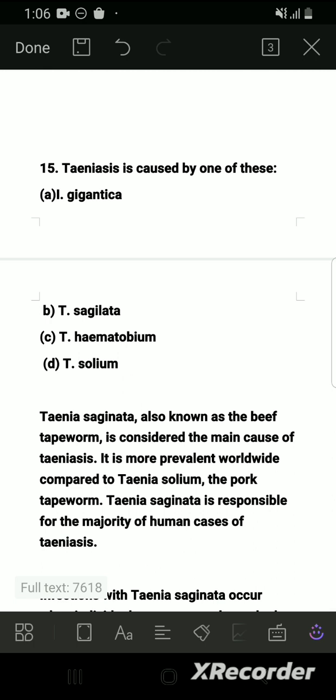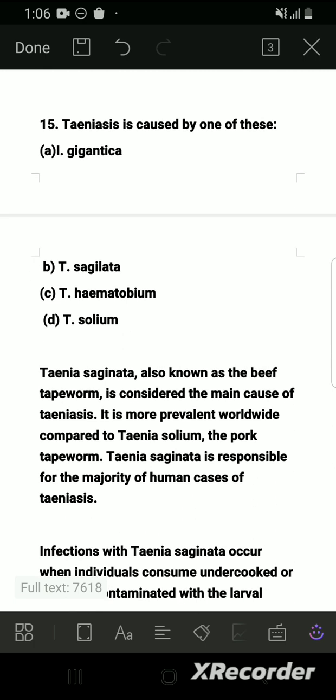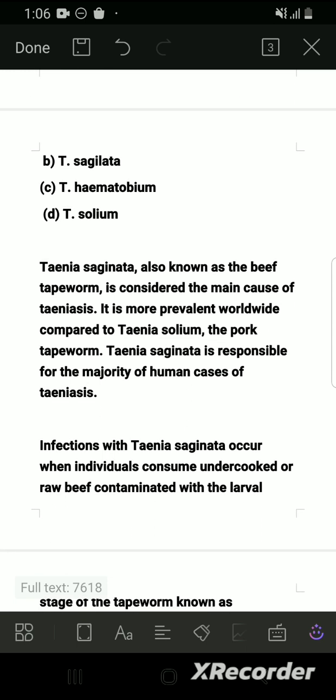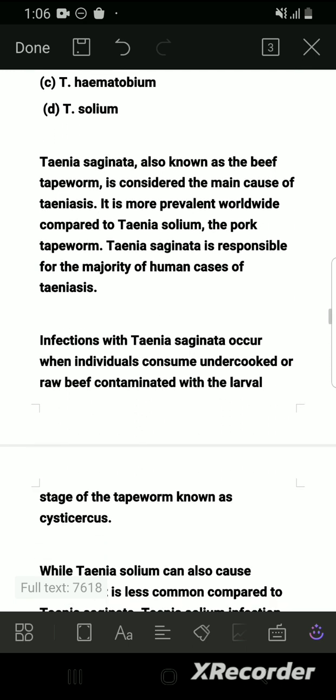So the actual answer, I'll just move straight to the answer. Taenia saginata, also known as the beef tapeworm, is considered the main cause of taeniasis. It is more prevalent worldwide compared to Taenia solium. So the actual answer is Taenia saginata, since it's more prevalent compared to Taenia solium, and it's gotten from pork meat. So it's actually a zoonotic disease. Taeniasis is a zoonotic disease because it has a relationship with disease states in animals and also in man.